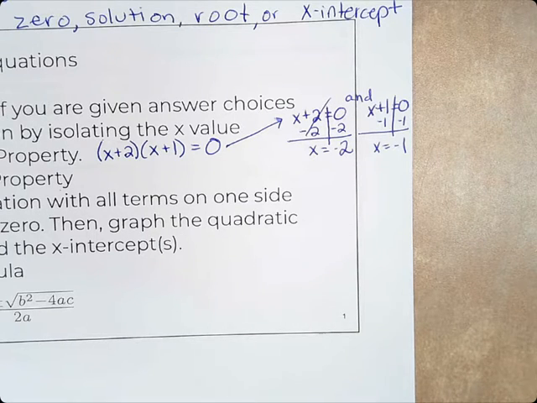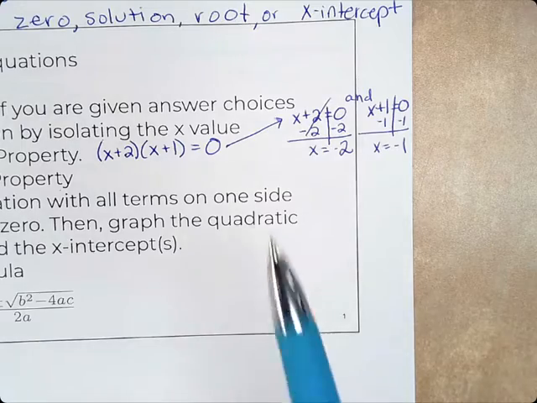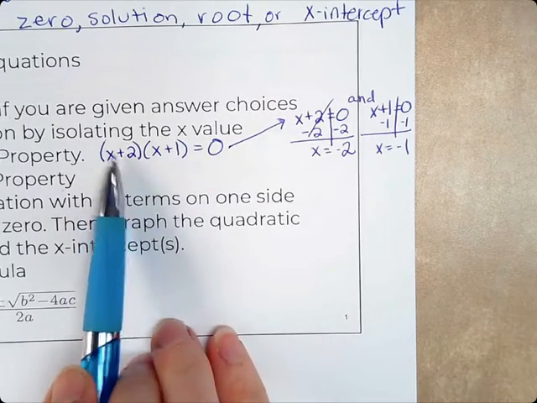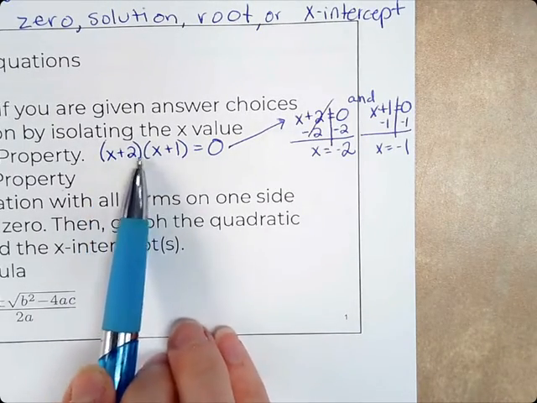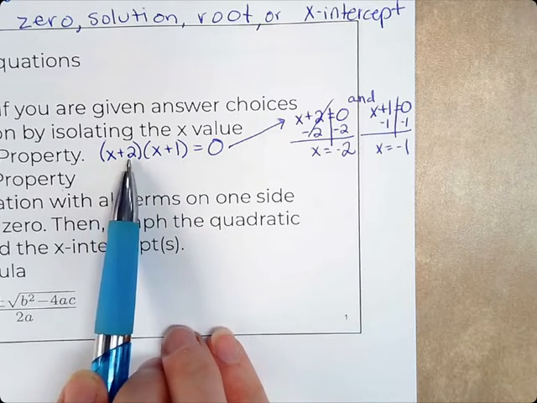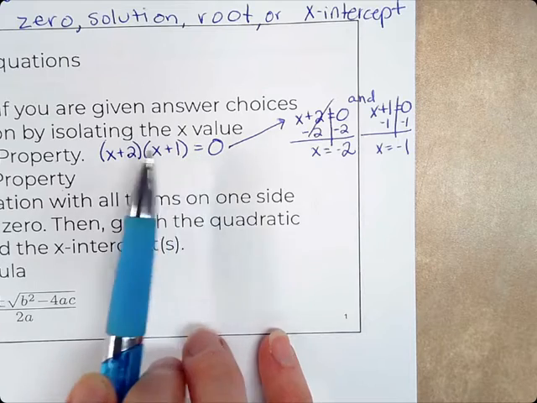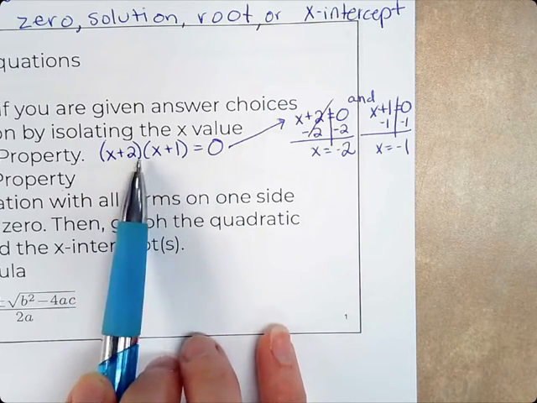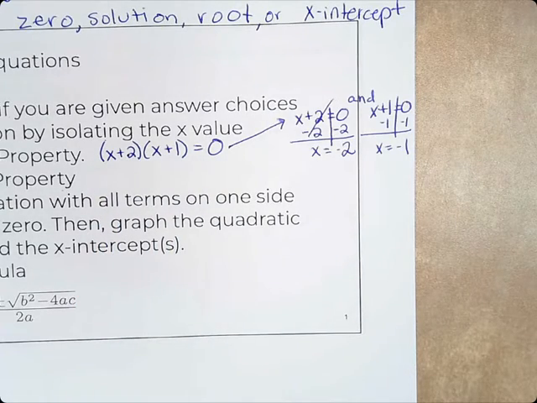And that is the zero product property. Don't need to know the name. Just know that if you have two, these are called binomials, which we'll learn more about tomorrow. If you have two items that are in parentheses with terms, you would set each of those equal to 0, and those would be your solutions.